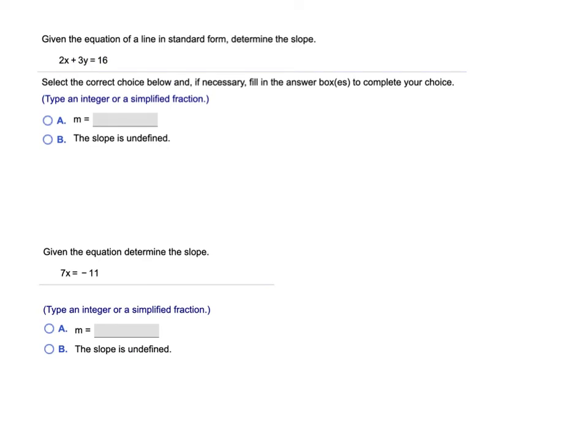Given the equation of a line in standard form, determine the slope. All right, this is standard form when you have the x and the y on the same side. Okay, but do we know we can convert to slope-intercept form? If we do that, what is it asking for? Find the slope. The slope is the m that's right by the x. So all we need to do is solve our equation for y equals, and then we can look at the slope.